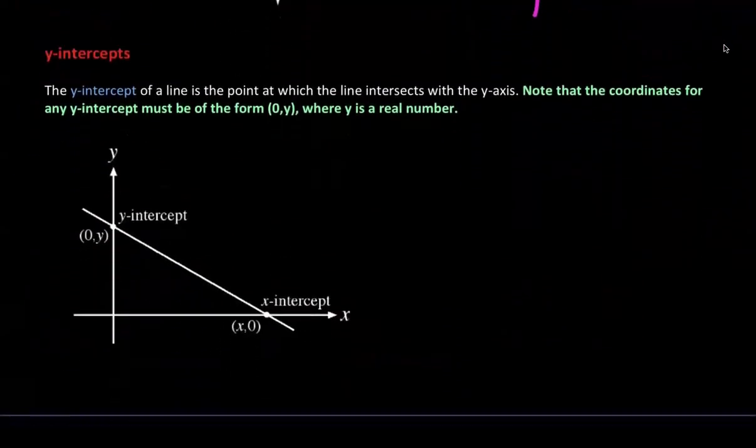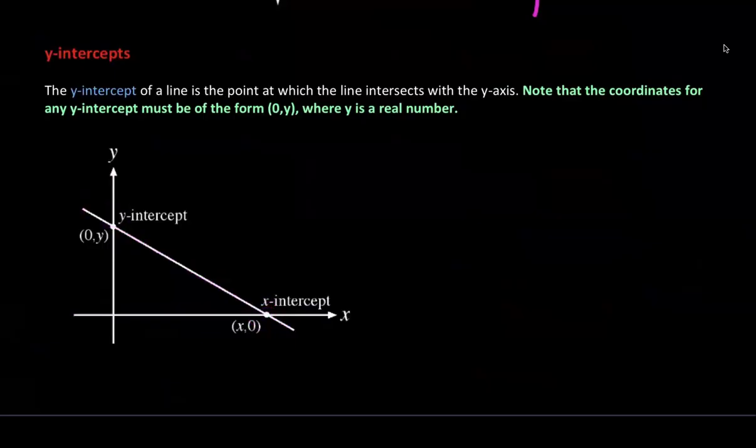The y-intercept of a line is the point where the line intersects the y-axis. So that would be right here. So here's our y-axis. This is the line that we're graphing. The place where they intersect is called the y-intercept. This would be called the x-intercept. So here's the x-axis. Here's the line we're graphing. The place where they meet is called the x-intercept.